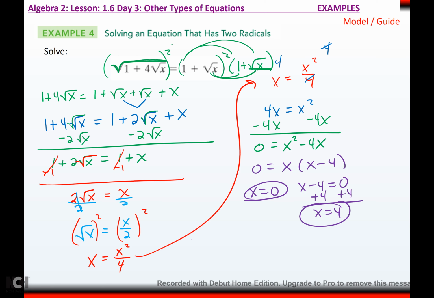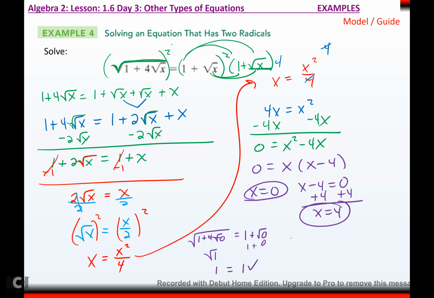So if I try 0, the square root of 1 plus 4 square roots of 0 equals 1 plus the square root of 0. Well, the square root of 0 is 0, times 4 is 0, so that's the square root of 1, which is 1. That's 0. 1 plus 0 is 1. 1 equals 1, so I can keep 0.